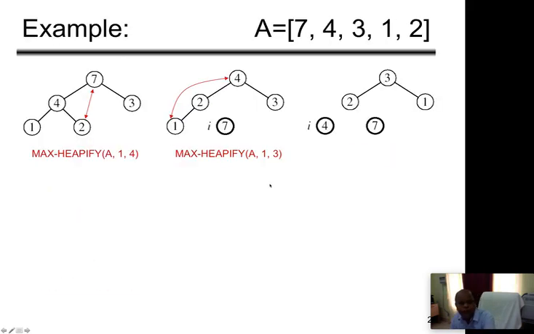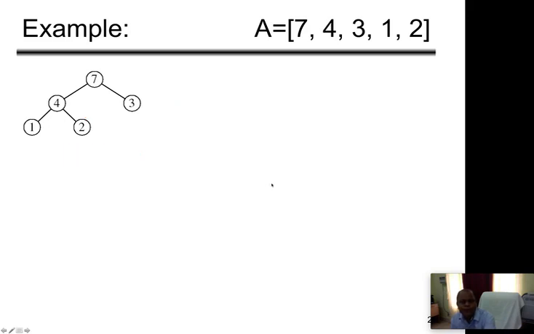Let us consider the example. Suppose this heap is given. In this heap, what will we do? We will exchange this. If you write this heap as an array, the array is like this. Now what will happen? 2 will be exchanged with this. That means this one will go here, and this one will go here.